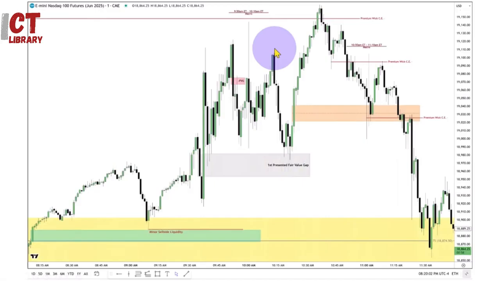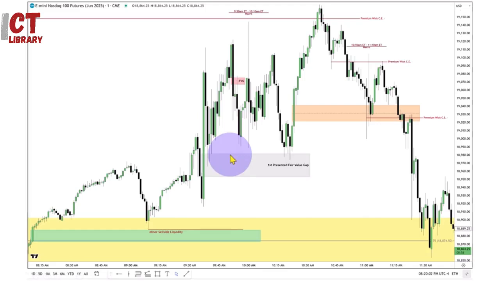So here's the 1 minute chart. And here's the first percent of fair value gap right here. And you can see the market does in fact rally up. Comes back down, lots of ugly price action in here. And I said that we would likely see a draw back down into the first percent of fair value gap. It was a probable draw, meaning it's going to pull back down into that.